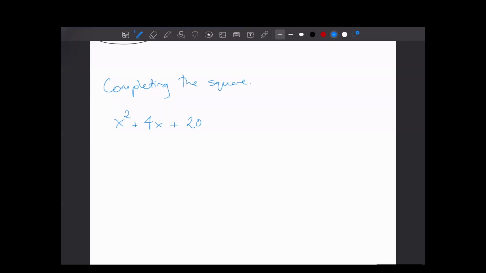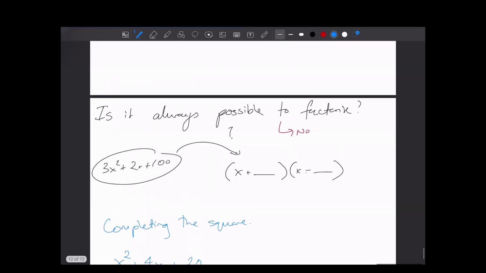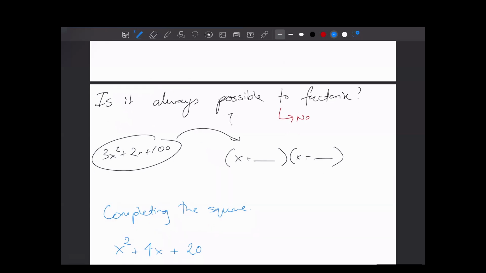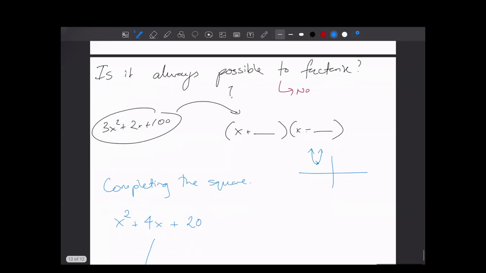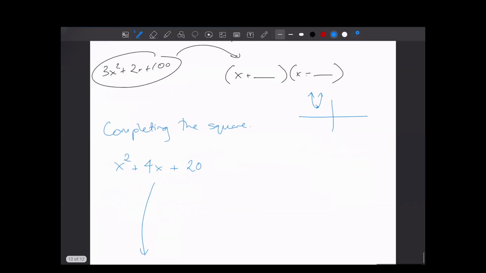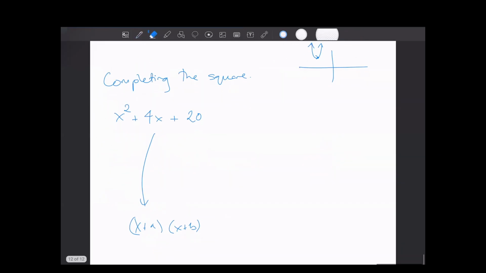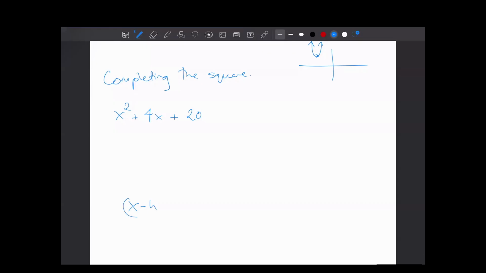It's to get (x plus a)(x plus b), isn't it? Sometimes you can do completing the square and get to this. You're right. But like we talked about here, sometimes that's not possible. If we have a parabola like this, that's not possible. So this is going to be one of those cases, and our end format is not going to look like (x plus a)(x plus b). It's going to look like this: (x minus h) or (x plus h) squared plus k.